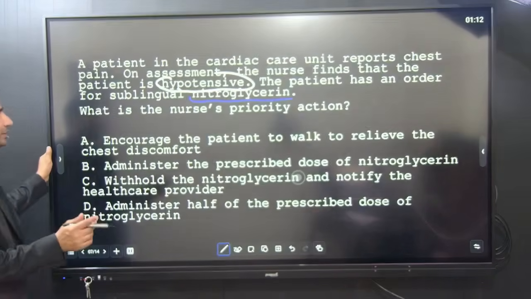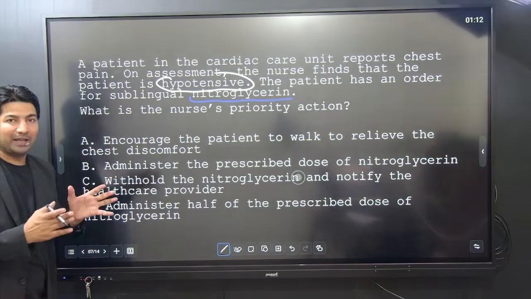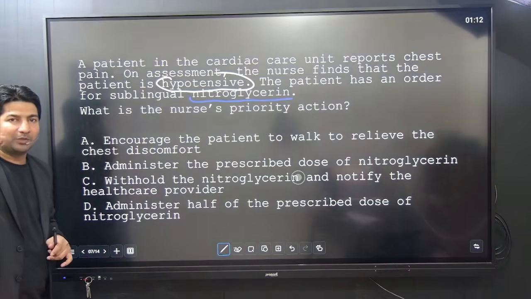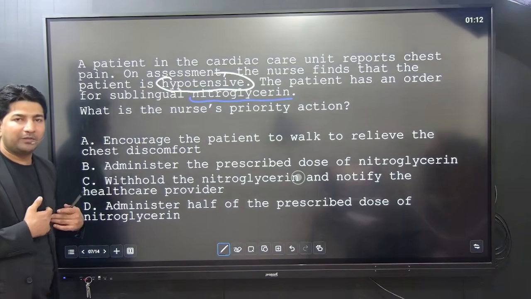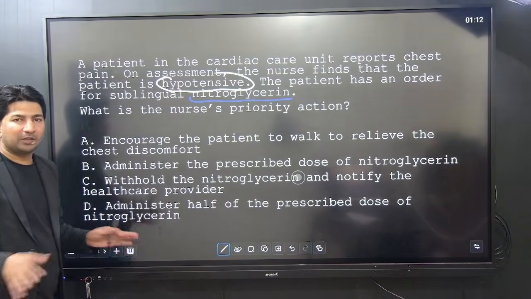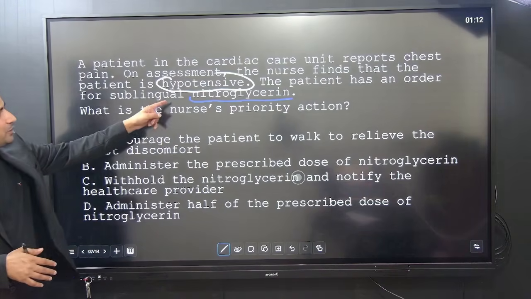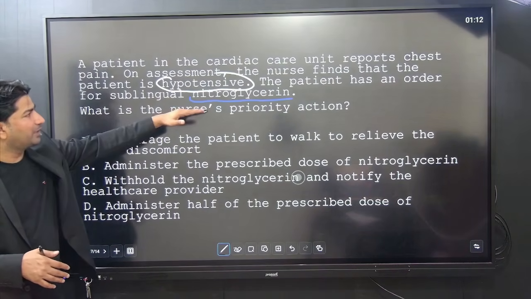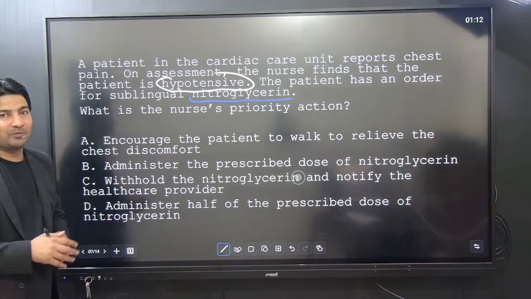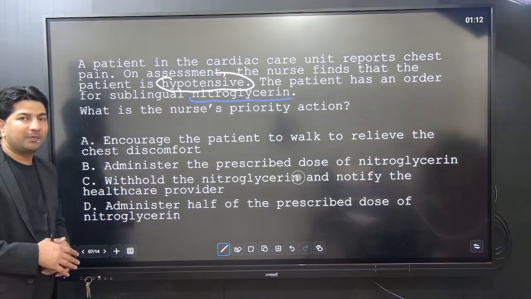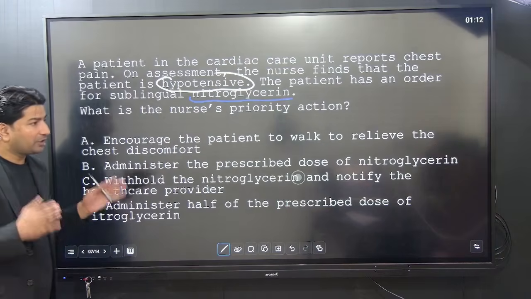First, we need to understand that nitroglycerin causes vasodilation throughout the body, whether it's cerebral vasodilation or coronary vasodilation or vasodilation anywhere else in the body. It happens all at once. But if the patient already has hypotension and we give them nitroglycerin, it will cause even more hypotension. And if the hypotension worsens, the patient could go into shock.